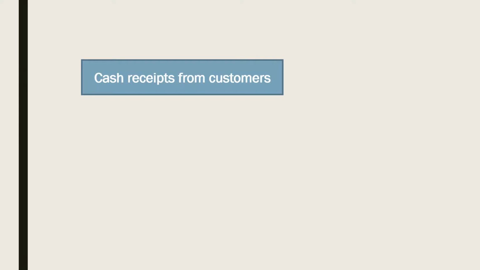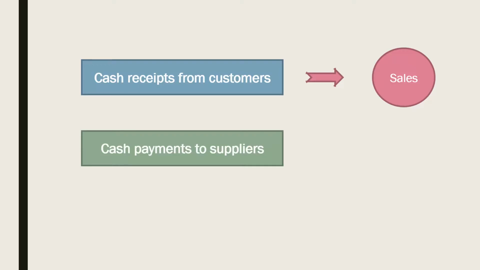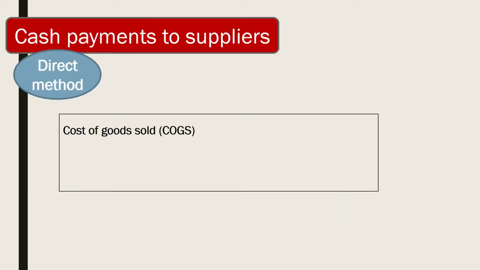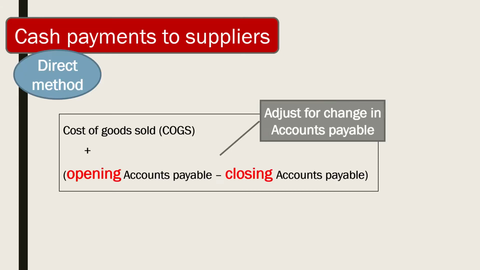We saw that when we calculate cash receipts from customers, we start with sales. In a similar way, when we calculate cash payments to suppliers, we start with cost of goods sold. Some, perhaps most, of the cost of goods sold will be paid for by our firm on credit. So we need to adjust a firm's cost of goods sold for changes in accounts payable, opening accounts payable minus closing accounts payable.